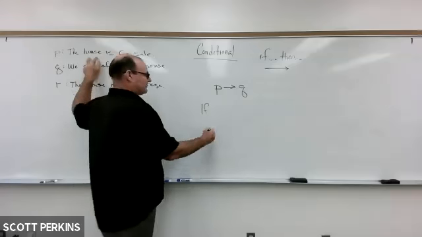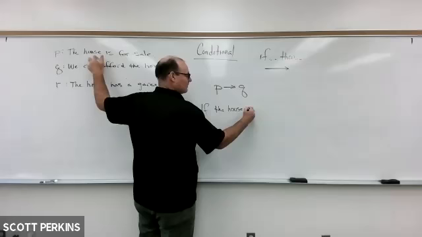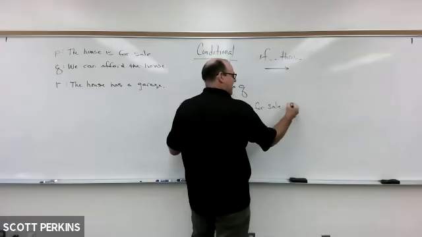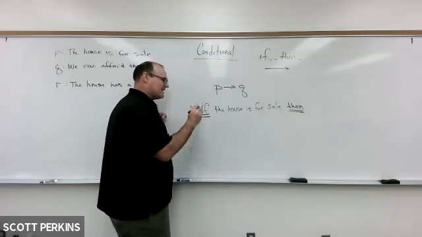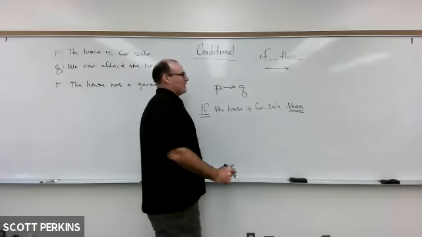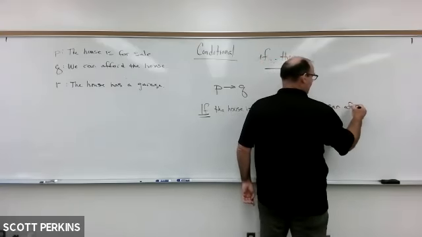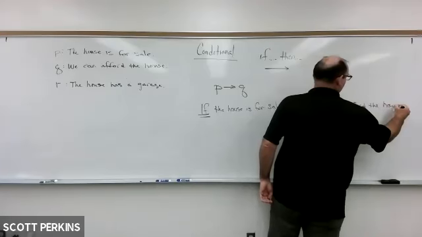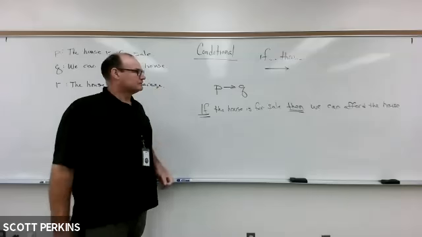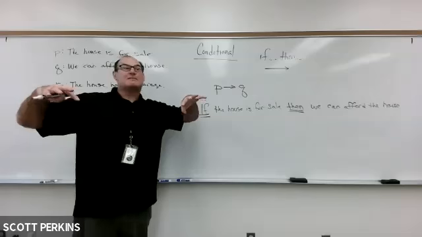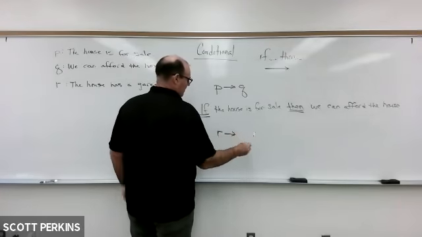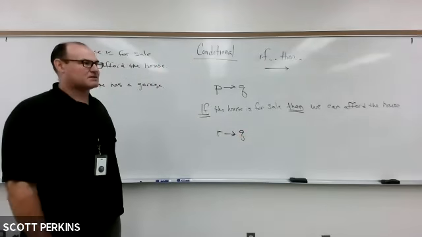If the house is for sale, and now before I go to the statement Q, I write then. I'm going to underline those two parts, the if and the then. Those are the words that always go with our conditional statement. If the house is for sale, then we can afford the house. I'm going to give you one in symbols, and I want you to just do the same thing. Let's say that we have R arrow Q. Write that in words, please.